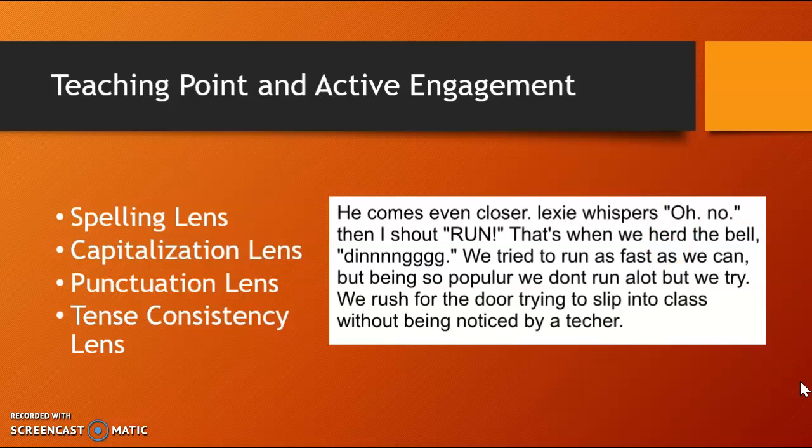Finally, I want to talk about this tense lens real quick. So if it says, he comes even closer, okay? Lexi whispers, "Oh no." Then I shout, "Run." That's when we heard the bell. Ding. We tried to run as fast as we can. Okay, right here, maybe that's part of the confusion with this sentence. I'm coming back to this sentence now. We tried to run as fast as we can. Those don't match. If we tried to run, it would be as fast as we could. It doesn't make sense. Our verb tenses don't line up. So when we're checking with our tense lens, you want to make sure that your verb tenses match up.